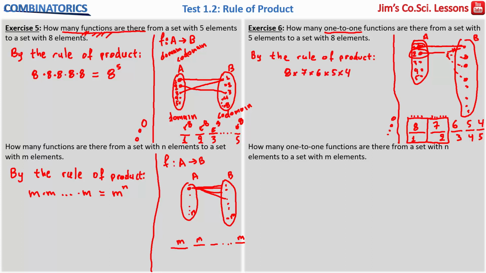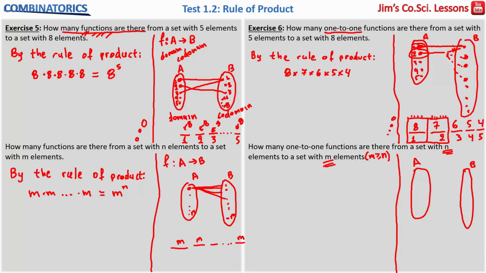Let's go to the second part now. How many one-to-one functions again are there from a set with n elements to a set with m elements? So again, let's write down some thoughts. We have set A, we have set B, and I forgot to write here that m should be greater than or equal to n. So if I pick the first element of set A, it can be associated with any of the elements of set B. They are m in total. So for the first element, there are m options.